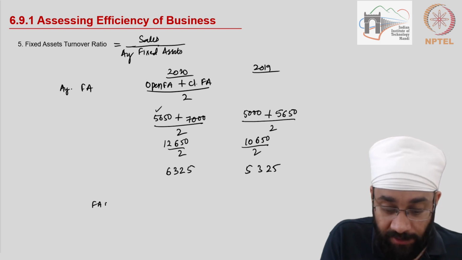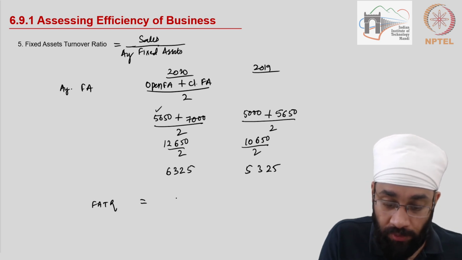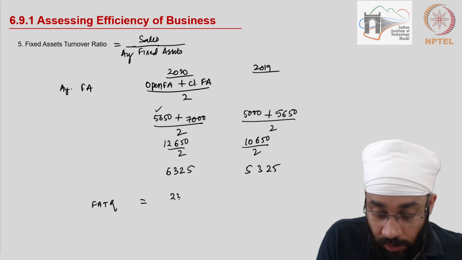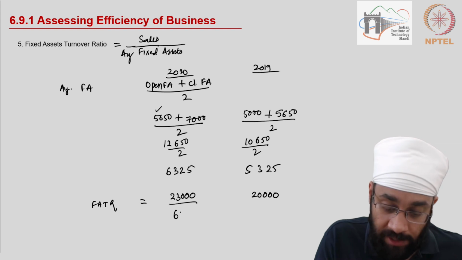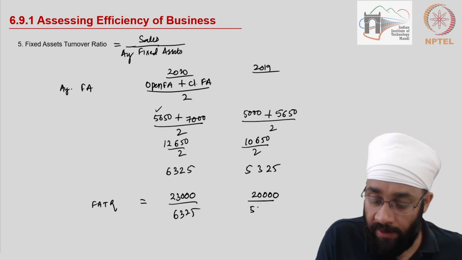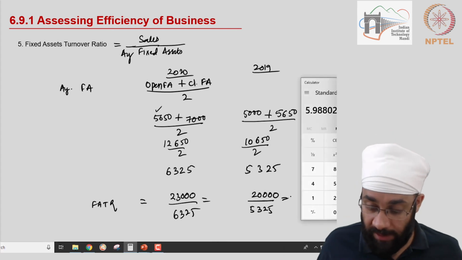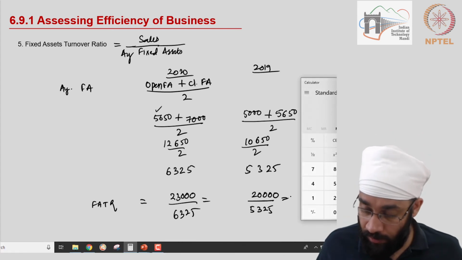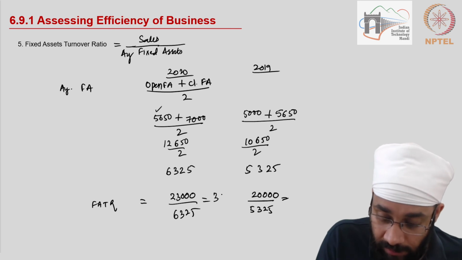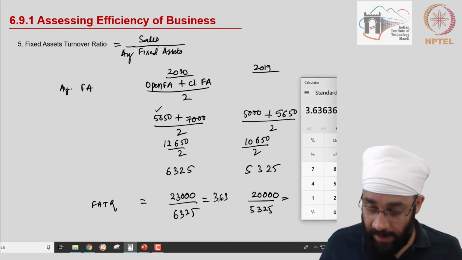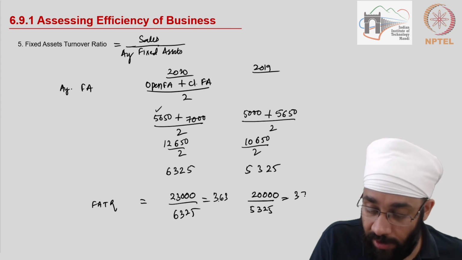Now, the fixed asset turnover ratio is equal to sales. So, sales were 23,000 and 20,000. Divide this by 6325 and 5325, and you have your numbers. I'll use my calculator to do the math here. 23,000 divided by 6325 gives 3.63, and I have 20,000 divided by 5325, which is 3.75.